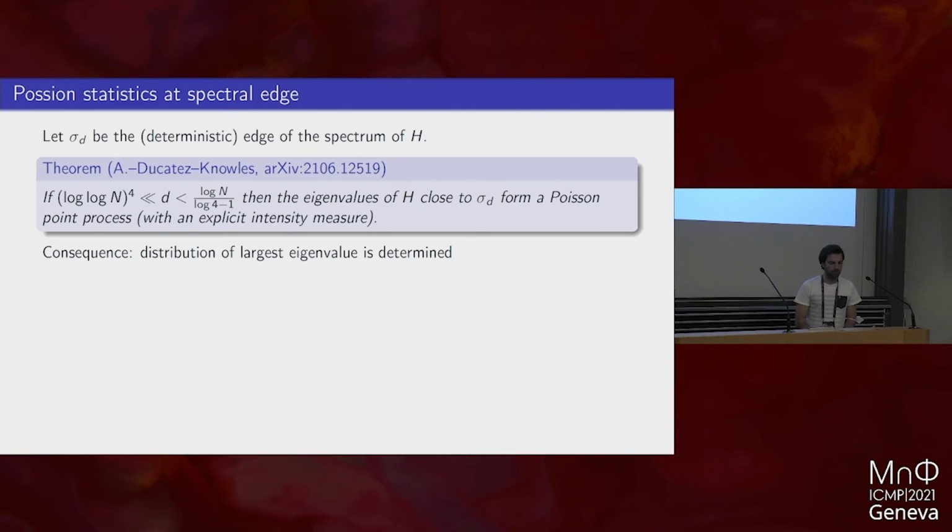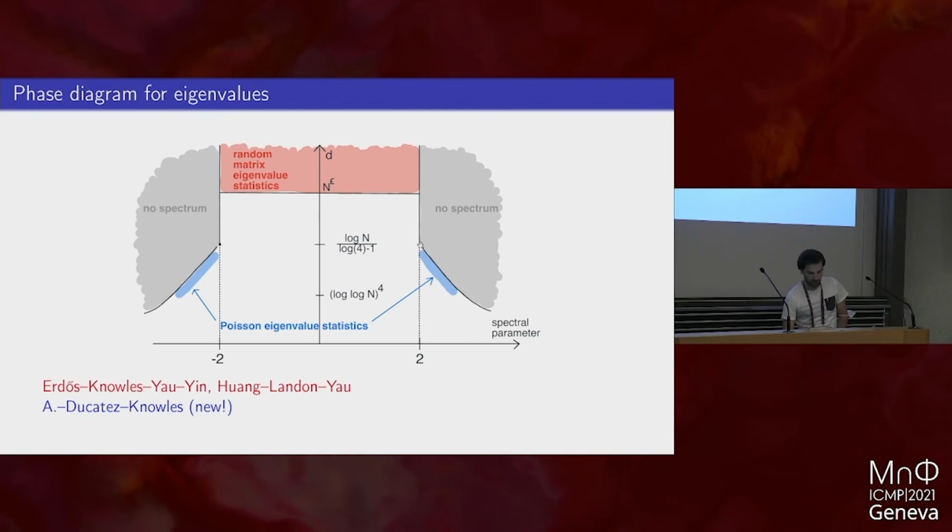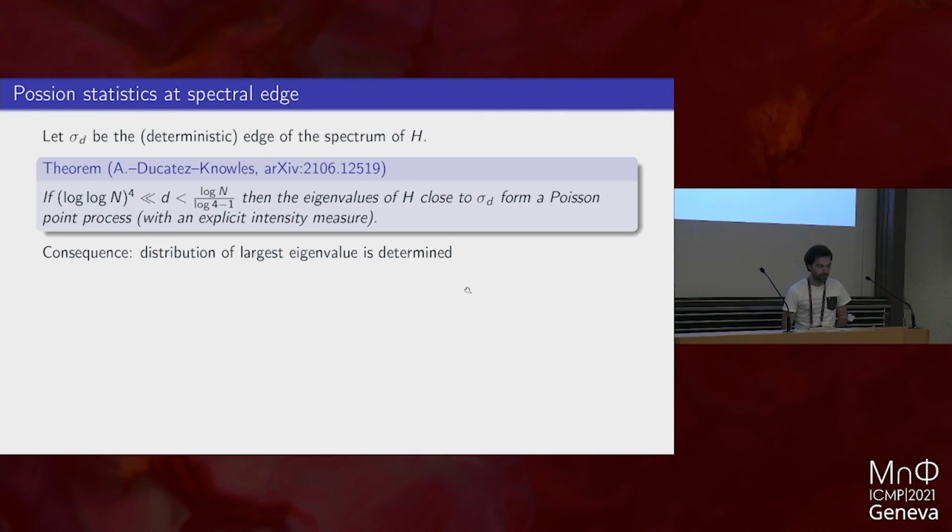Yeah, to be now a bit more precise, I want to define by sigma d this curve here, which describes the edge of the spectrum as a function of d. One can actually get a deterministic expression for this, so that's then the expectation of the largest eigenvalue, so to say. And our theorem reads as follows.